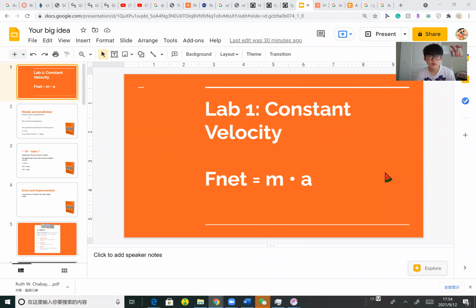Hi, hello. In our lab one, we're going to observe a moving object at a constant speed without changing direction. So we are basically focusing on Newton's second law, F net, the net force, which is equal to mass times acceleration.